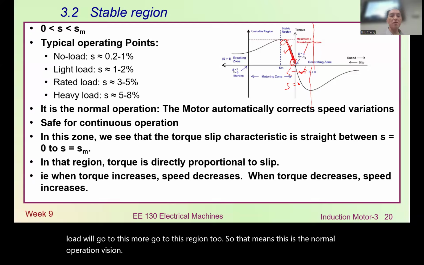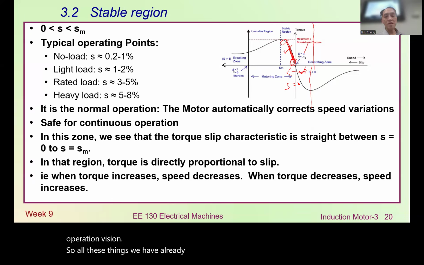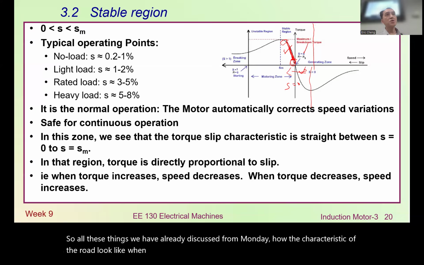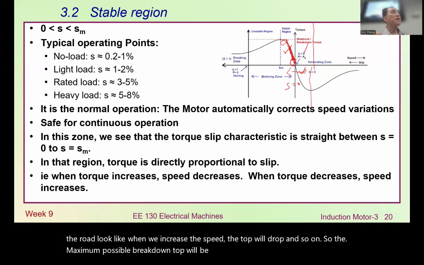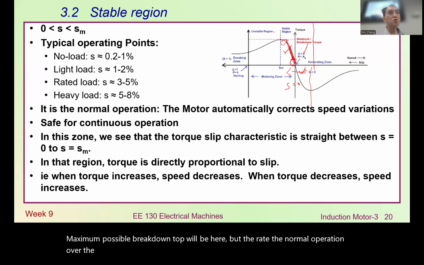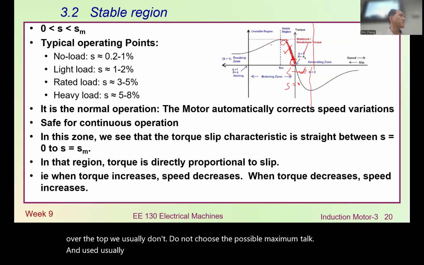So all these things we have already discussed on Monday, how the characteristic of the load looks like. When we increase the speed, the torque will drop and so on. So the maximum possible or the breakdown torque will be here, but the rated torque, the normal operation torque, we usually do not choose the possible maximum torque. You usually choose about half of it. But of course, that is not a rule of thumb.